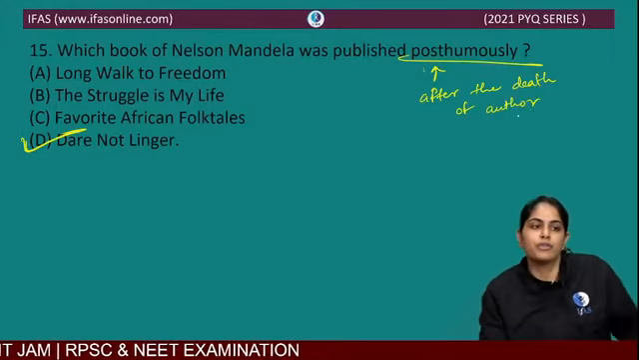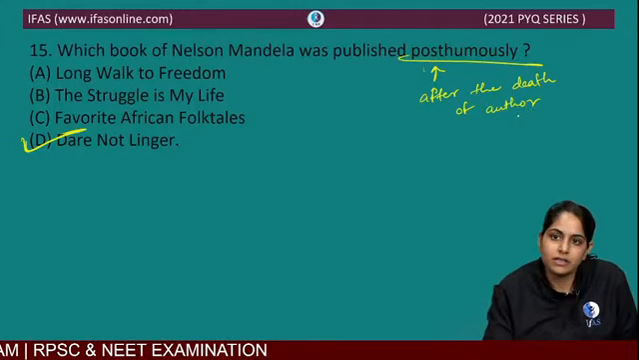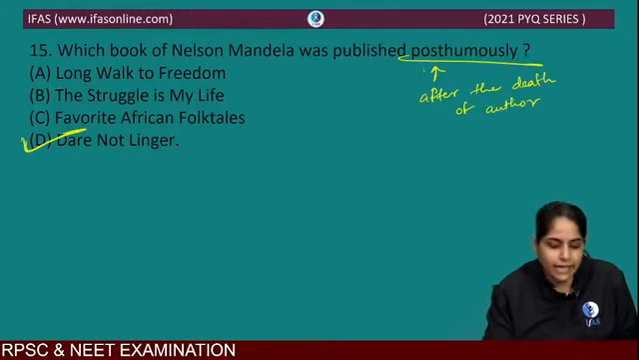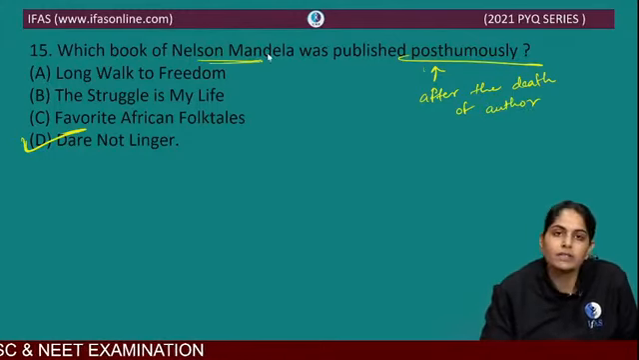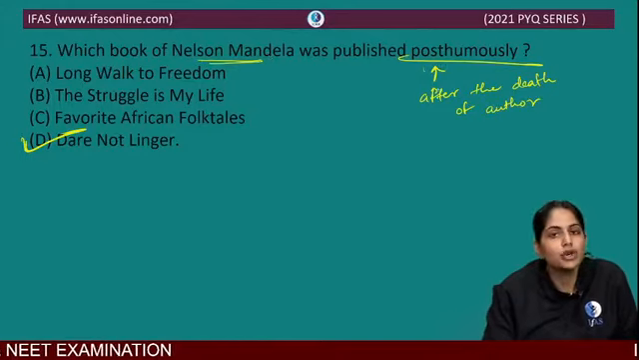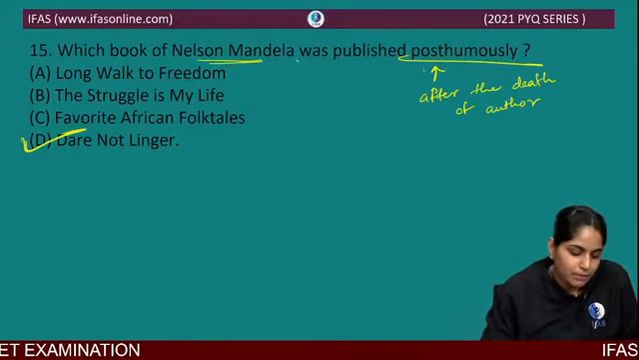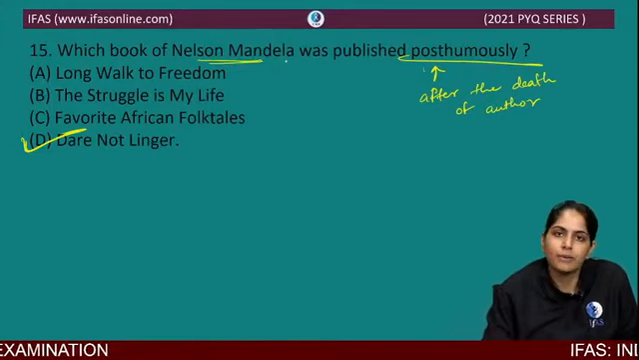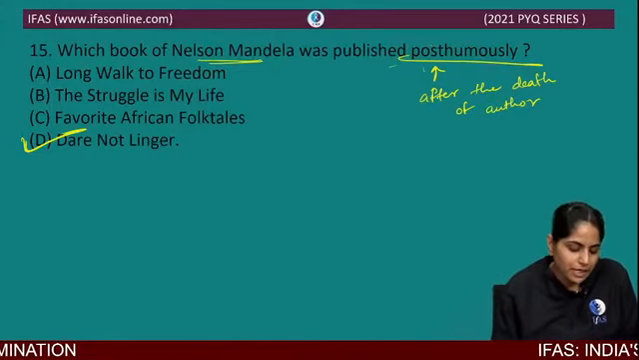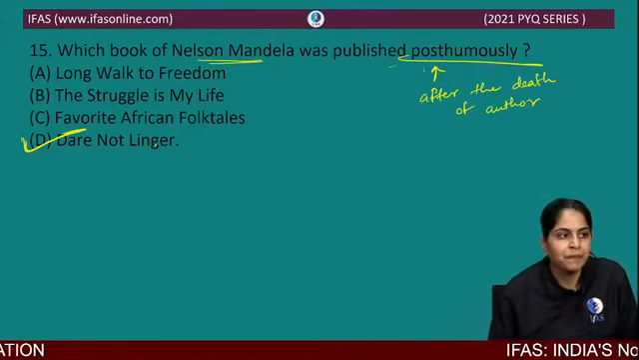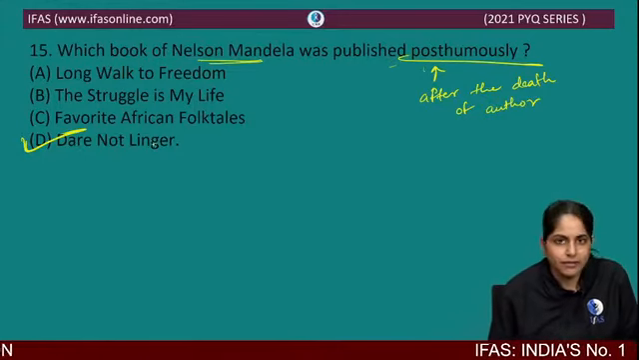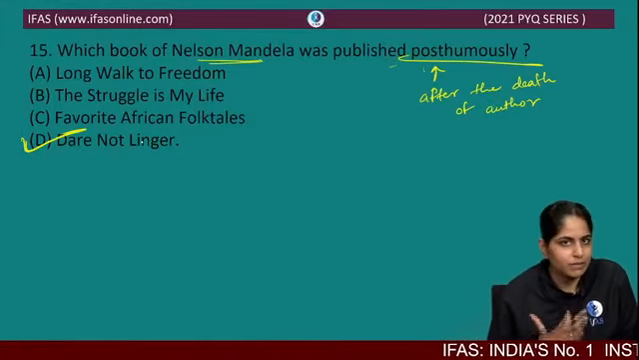Posthumously means when the author is dead and after his death his book was published. Okay, that is posthumously. And which was the book of Nelson Mandela which was published posthumously? It was Dare Not Linger. Okay, so it is a very good book. You can definitely, whenever you get time, read about it.